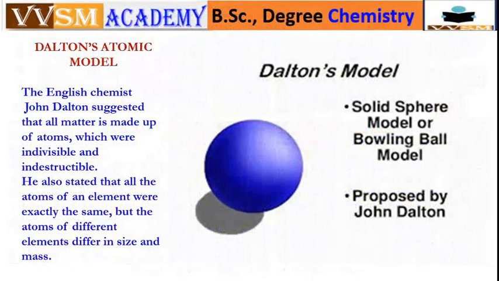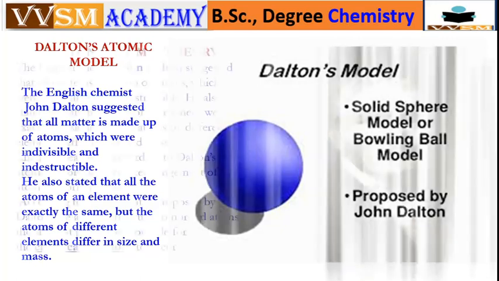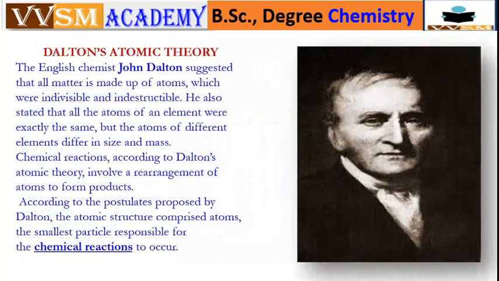This is Dalton's model, my dear friends, the solid sphere model, or bowling ball model. The English chemist John Dalton suggested that all matter is made up of atoms which are indivisible and indestructible. He also stated that all the atoms of an element were exactly the same, but the atoms of different elements are different in size and mass. Well, friends, this is the great scientist John Dalton. Chemical reactions, according to Dalton's atomic theory, involve the rearrangement of atoms to form products. According to the postulates proposed by Dalton, the atomic structure comprised atoms, the smallest particles responsible for the chemical reactions to occur.